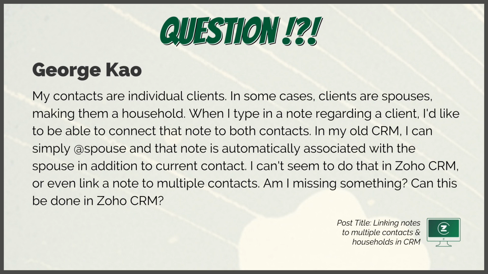He says, my contacts are individual clients, in some cases clients and spouses, making them a household. When I type a note regarding a client, I like to be able to connect that note to both contacts. In my old CRM, I can simply type @spouse, and the note is automatically associated with the spouse in addition to the current contact. I can't seem to do that in Zoho CRM or even link a note to multiple contacts. Am I missing something? Can this be done in CRM?